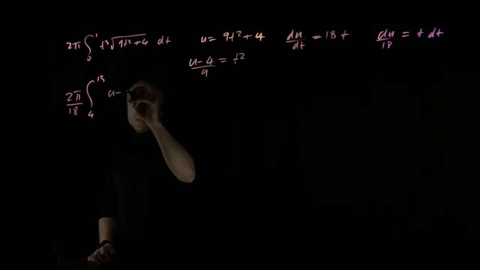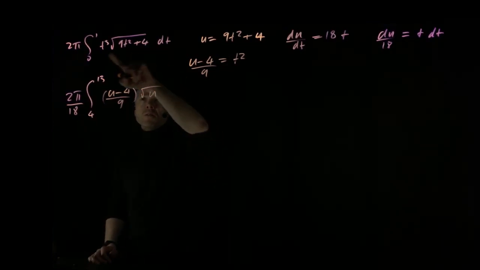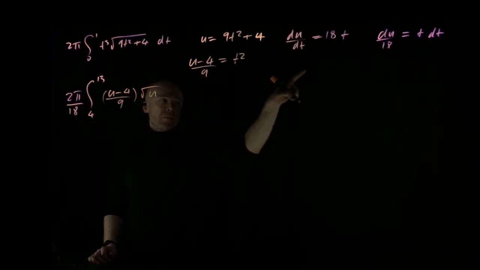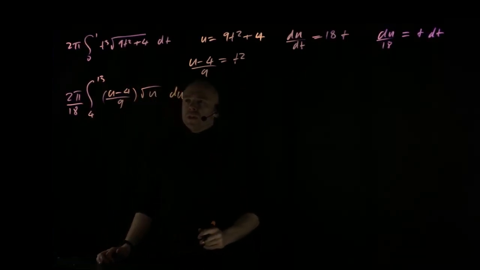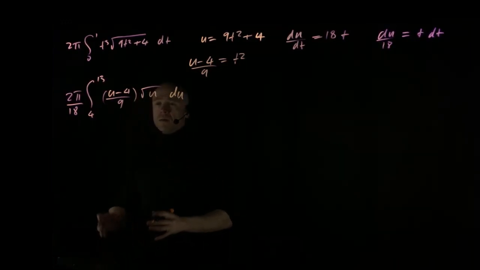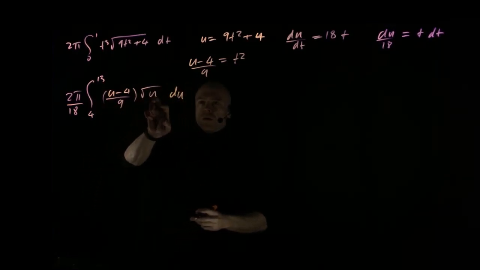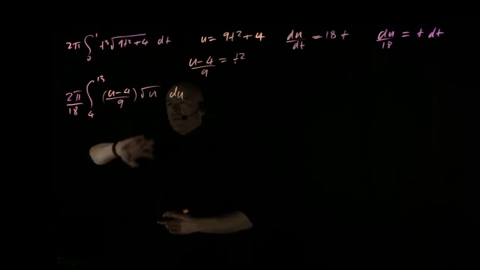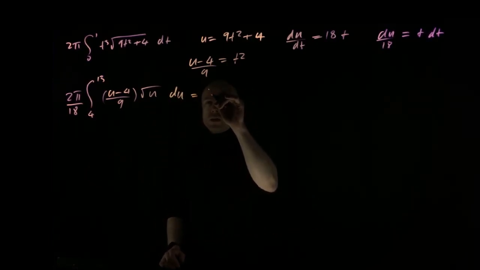So we're going to have (u minus 4) over 9. Then we have square root of u, and recall we put a t next to the dt and replaced it by du, and the 1 over 18 is here. Cool. All right, so sure enough, we have something which now is just on the left-hand side a polynomial in terms of u, a square root of u, so when we multiply through, it's just powers of u, we can integrate that, so we can get away without having to do trig substitution.